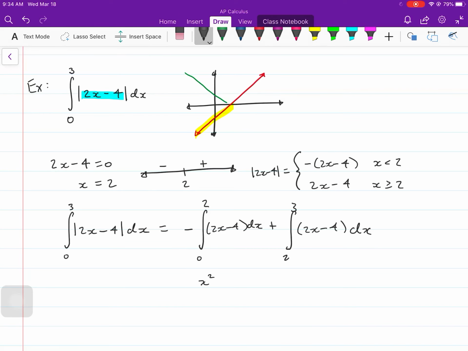From there, you would get x squared minus 4x, and it's negative from 0 to 2, plus you'll have x squared minus 4x from 2 to 3. Substitute it in. You guys can finish it out from there. I just want to show you that basic.